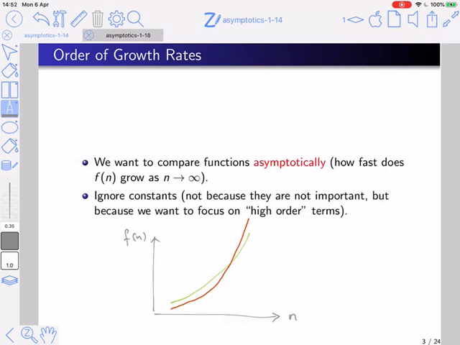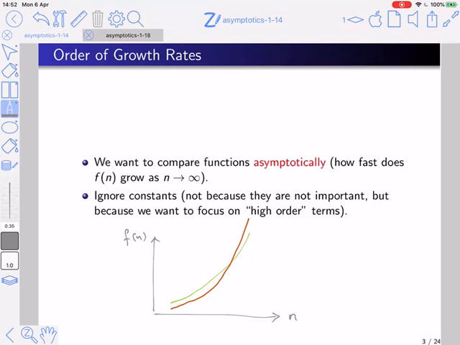Our goal is to compare the rate of growth of functions asymptotically. By this we mean, how fast does the function grow as n tends to infinity? In this chapter we ignore constants, not because constants are not important, they are important in practice, but simply because we want to focus on high-order terms.